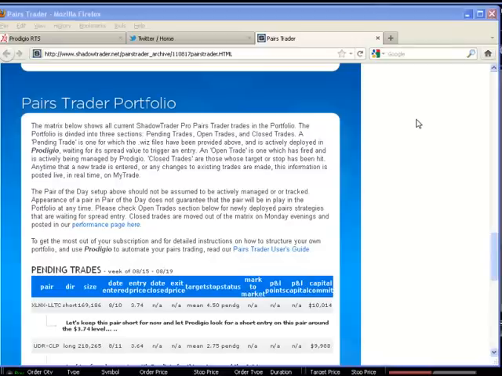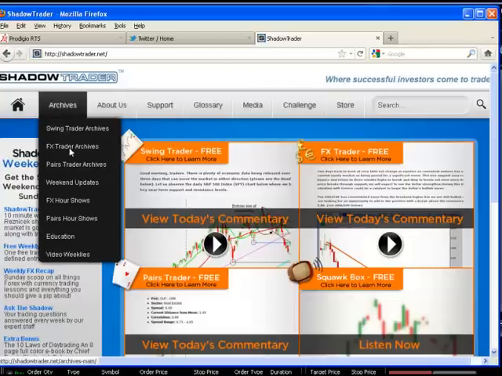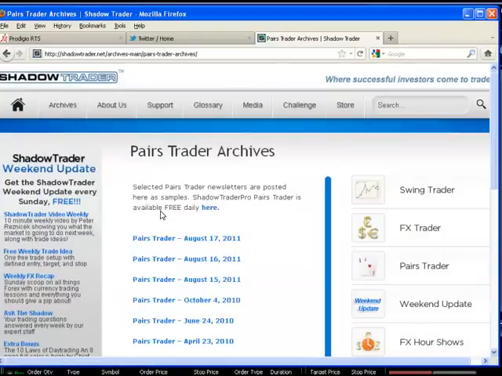You want to go over to ShadowTrader.net, and if you go up onto ShadowTrader.net, they basically have you sign up for the newsletter to get all of the relevant information, but they also broadcast a pair of the day via the My Trade. Right, so check it out.